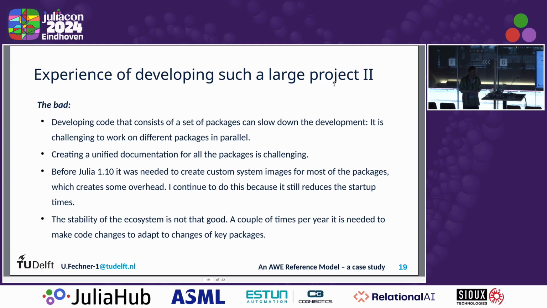Now the bad. Developing code that consists of a set of packages can slow down the development. It is challenging to work on different packages in parallel. So I have not only package A that depends on package B, but A that depends on B, which depends on C. And then if I have to change C, often I, in the end, have to make a new release because it really propagates. And that might take a few days. I know there are ways to get around it, but often I just make a new release.